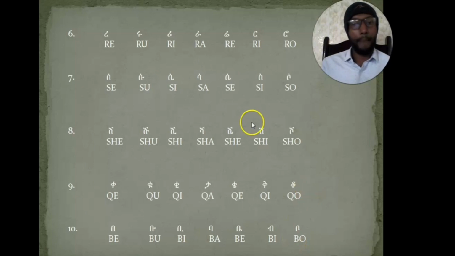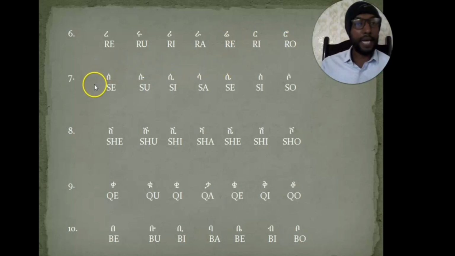The sixth Amharic alphabet is called what? Ra. Okay, it's called Ra. And the subgroups under the basic alphabet Ra are Ru, Ri, Ra, Re, R, Ro. So the sixth Amharic alphabet is called Ra, and its subgroups are Ru, Ri, Ra, Re, R, Ro. Next, the seventh.